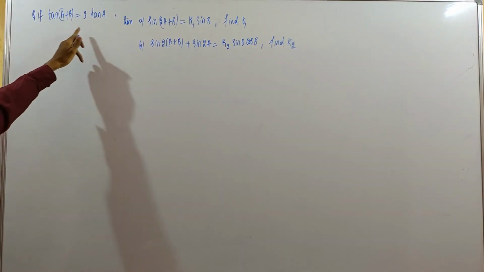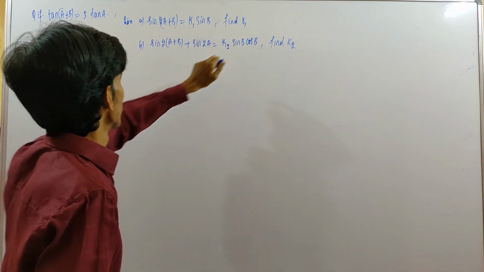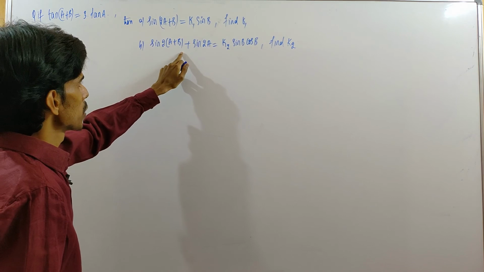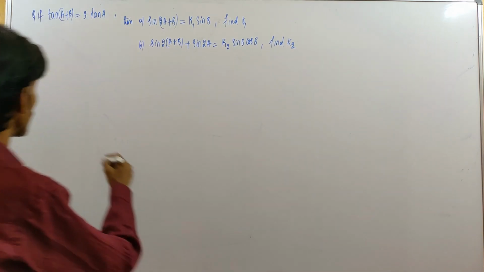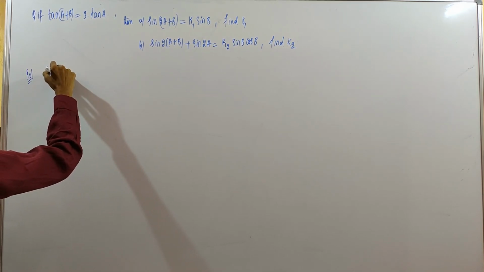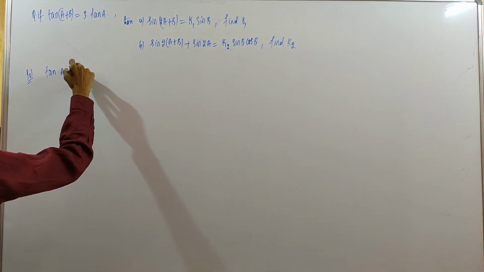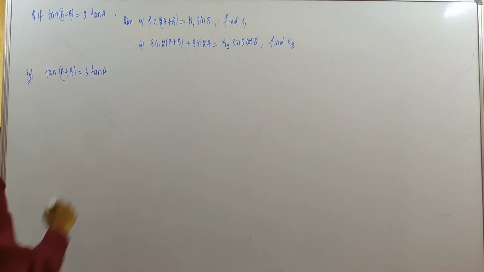Given tan(a plus b) equal to 3 tan a, then sin(2a plus b) equal to k1 sin b, find k1. Sin 2 into (a plus b) plus sin 2a equal to k2 sin b cos b, then find k2. Given tan(a plus b) value is 3 tan a.